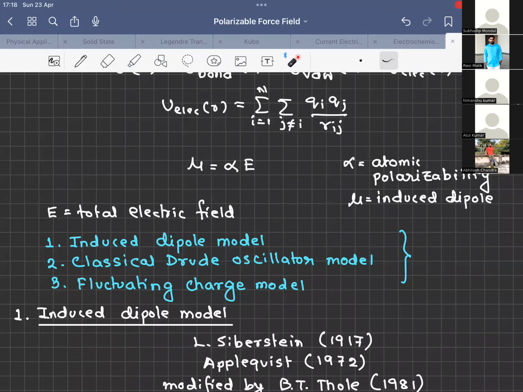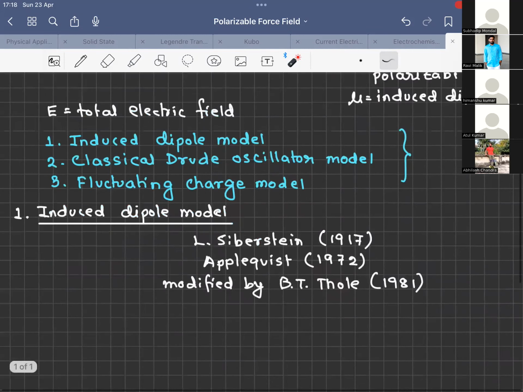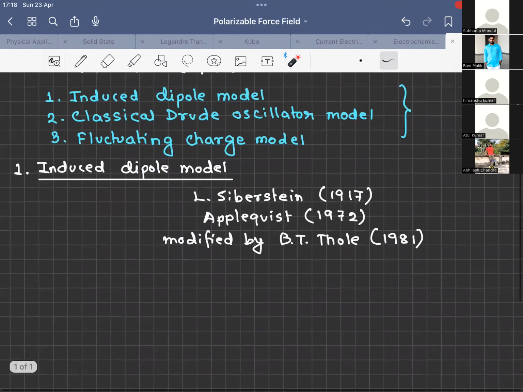So what I am talking about is that for the consideration of electronic polarization, they have only encountered the electrostatic interaction portion only. Okay. Am I clear?